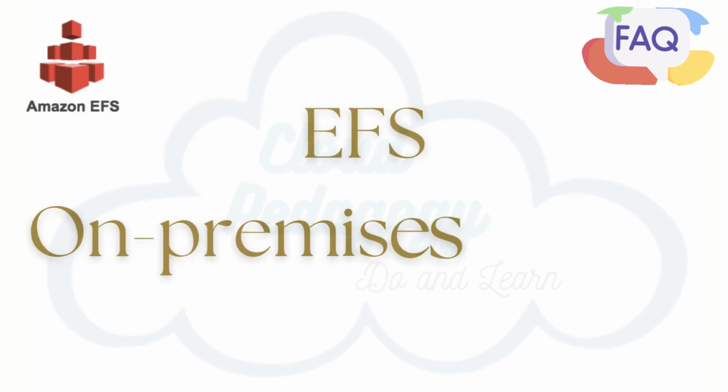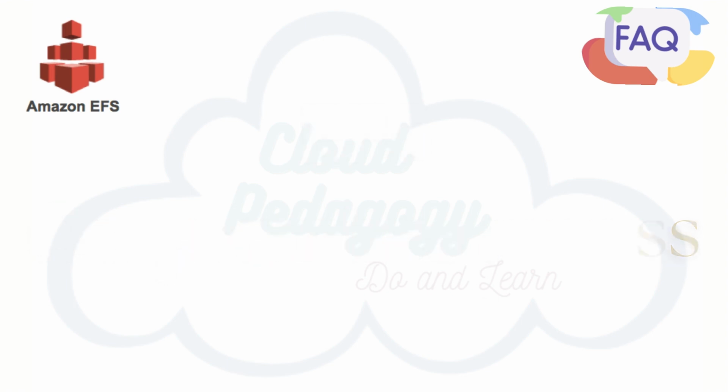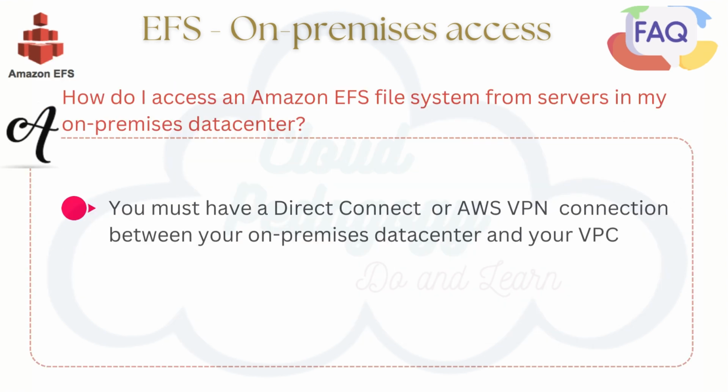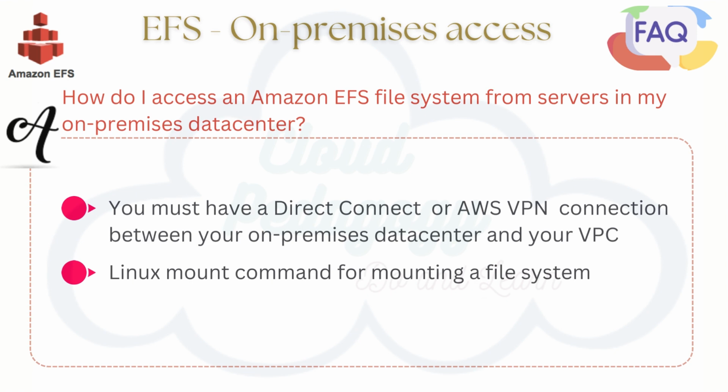Next, we'll see how on-premises access will work with EFS. How do I access an Amazon EFS file system from servers in my on-premises data centers? To access EFS file systems from on-premises, you must have a Direct Connect or AWS VPN connection between your on-premises data center and your Amazon Virtual Private Cloud. You mount an Amazon EFS file system on your on-premises Linux server using the standard Linux mount command for mounting a file system using the NFS v4 protocol.